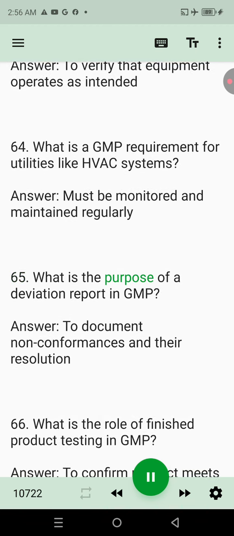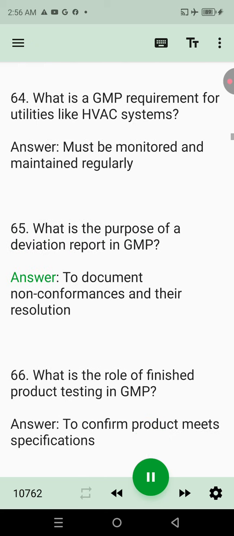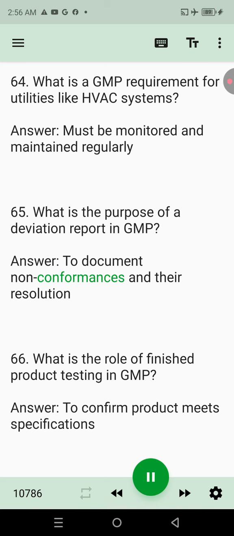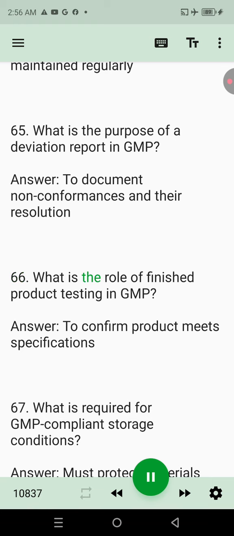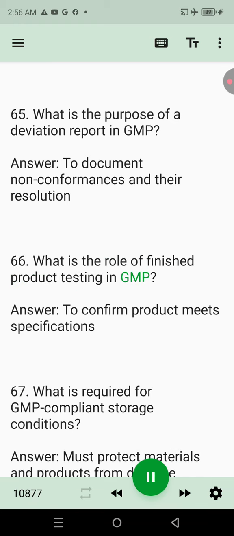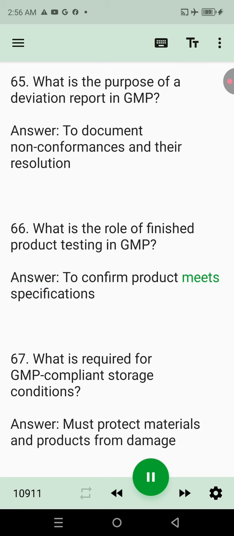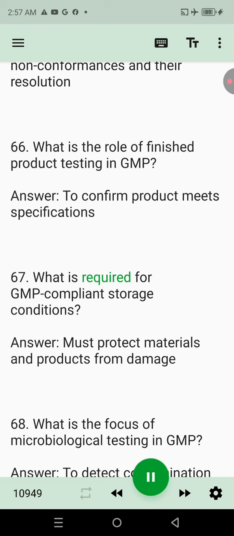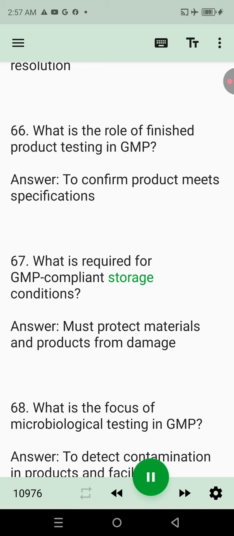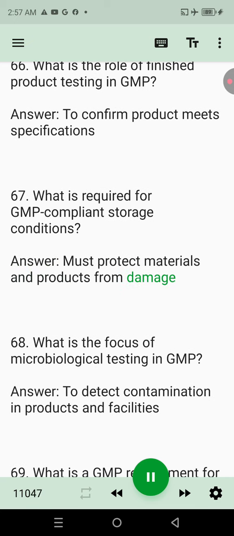65. What is the purpose of a deviation report in GMP? Answer: To document non-conformances and their resolution. 66. What is the role of finished product testing in GMP? Answer: To confirm product meets specifications. 67. What is required for GMP-compliant storage conditions? Answer: Must protect materials and products from damage.